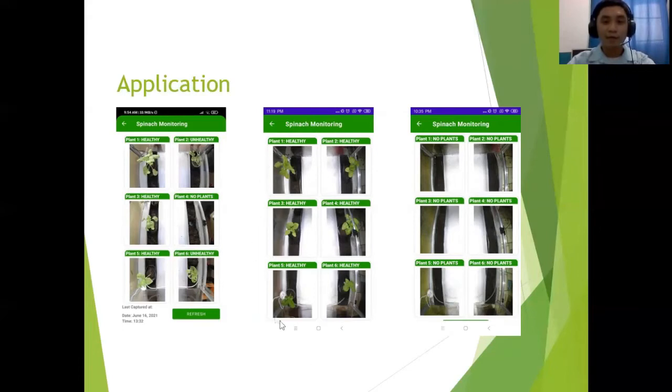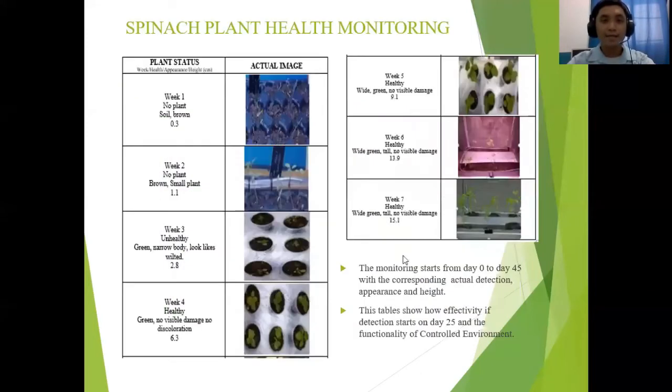And here's an example of another healthy spinach captured in our control environment. And the third photo is the no plants captured in our controlled environment. Then is the spinach plant health monitoring. This table shows the plant status for weeks, health, appearance, and height of the spinach.